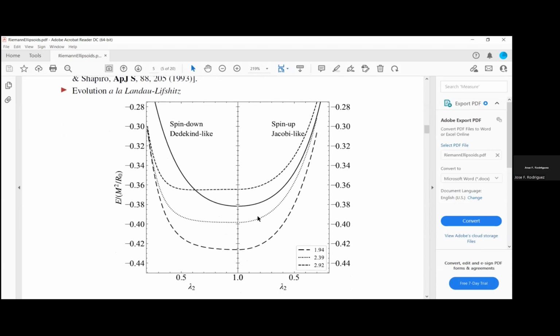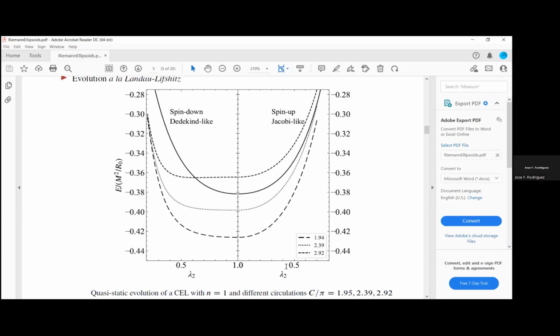We can see, for example, in this plot, in the horizontal axis, the lambda 2 parameter, that is the ratio of A2 over A1. When this ratio is equal to 1, it means that the ellipsoid is axisymmetrical, so we arrive at the Maclaurin spheroid. The evolution begins very near the Jacobi sequence, and you continue the evolution towards the Maclaurin spheroid.